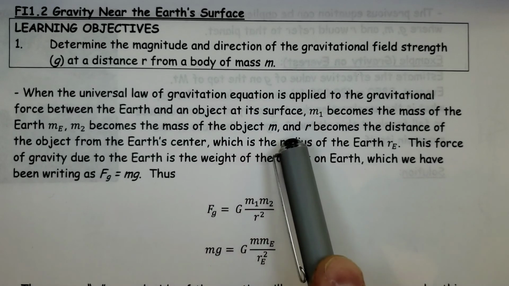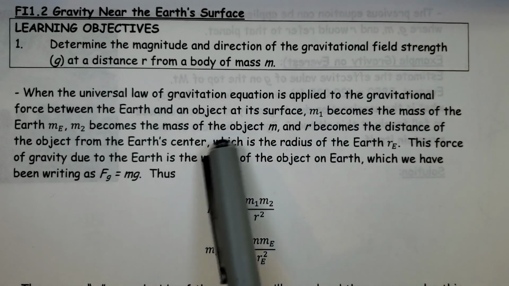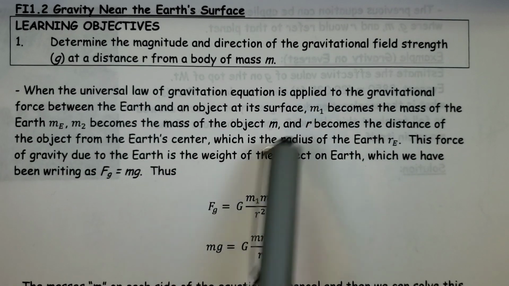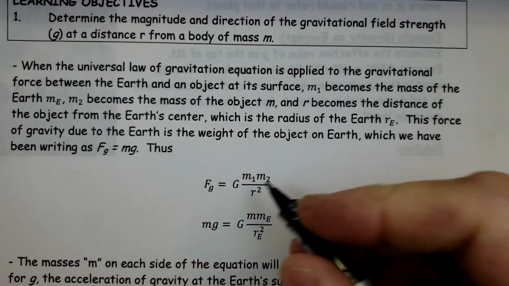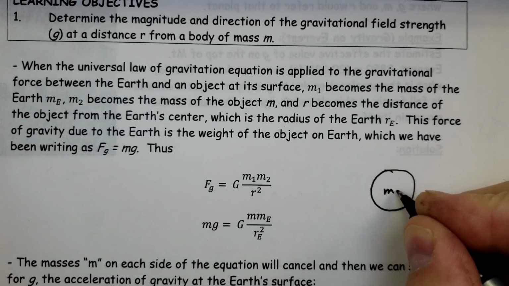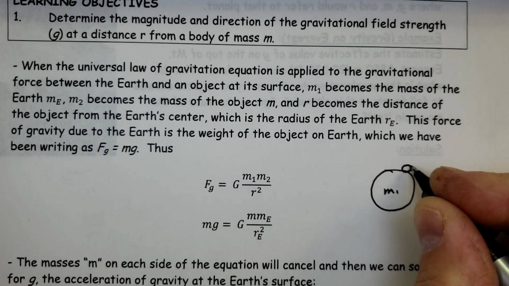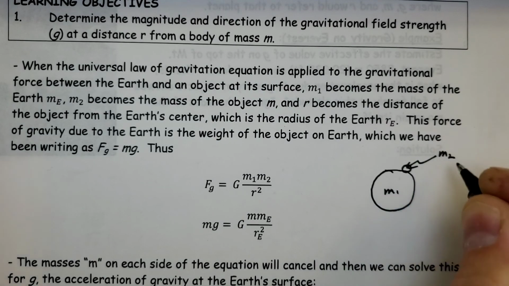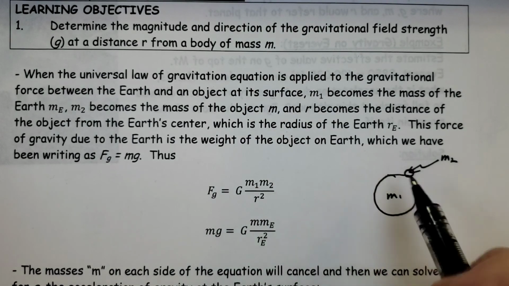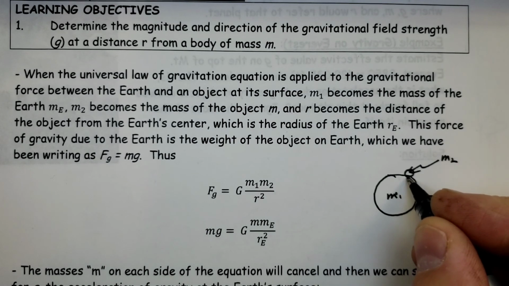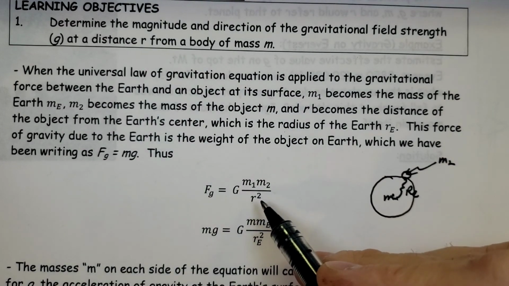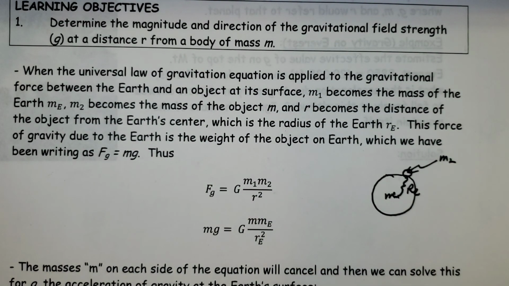So when the universal law of gravitation equation is applied to the gravitational force between the Earth and an object at its surface, m1 becomes the mass of the Earth, me, and m2 becomes the mass of the object. So when we're looking at this and figuring out the force of attraction, we have the Earth, of course, so that could be m1, and then whatever it is we're measuring right here, that would be m2. And of course, if I'm looking at just something at the surface of the planet, the r, the radius of separation, would simply be the radius of the Earth.